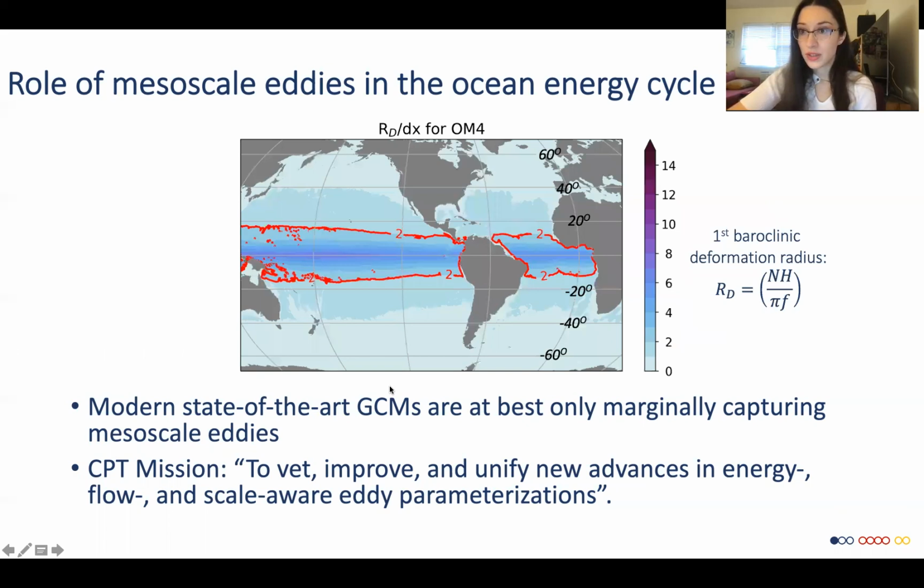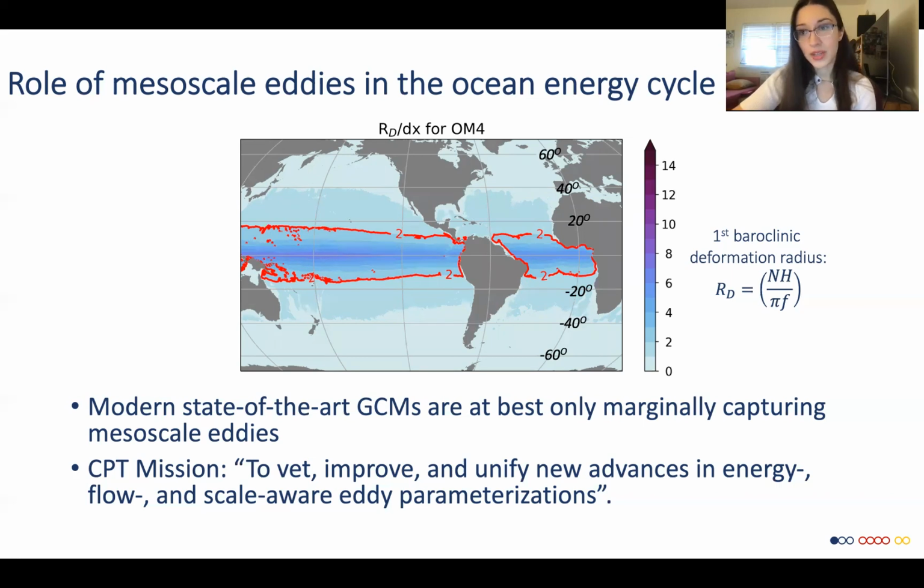One useful way of assessing to what extent a given model is resolving mesoscale eddies driven in particular by baroclinic instability is to consider to what extent the first baroclinic deformation radius is resolved. So here I'm showing the ratio of the deformation radius to the horizontal grid spacing for the 1/4 degree GFDL OM4 ocean model. So here a value of 2 indicates that there are 2 grid points per deformation radius. So anything within this isoline is considered eddy resolving and anything outside of that is considered non-eddy resolving.